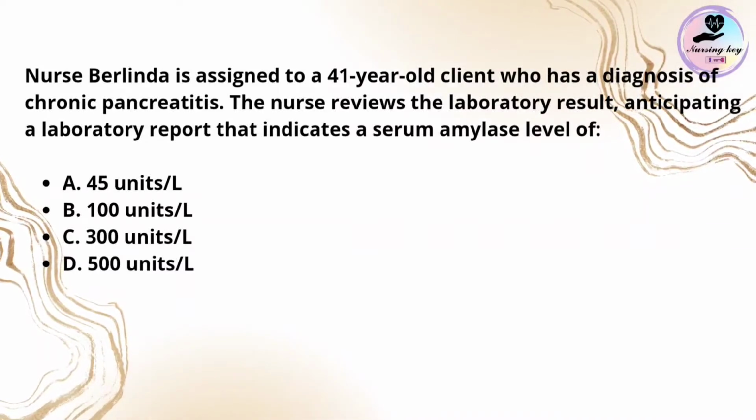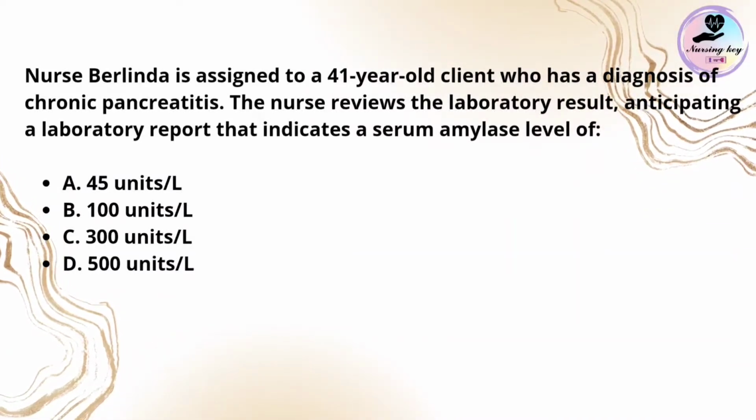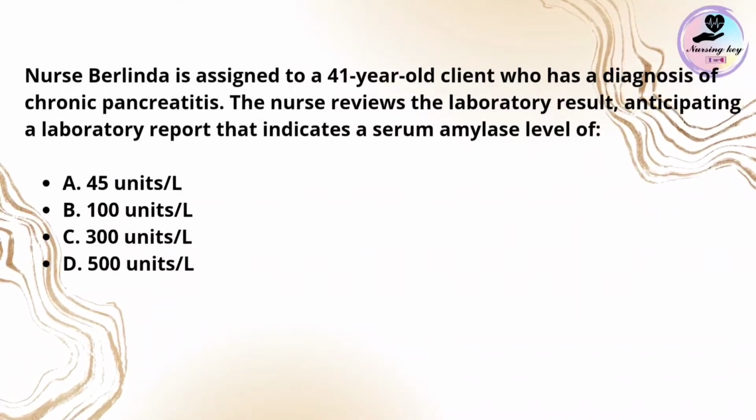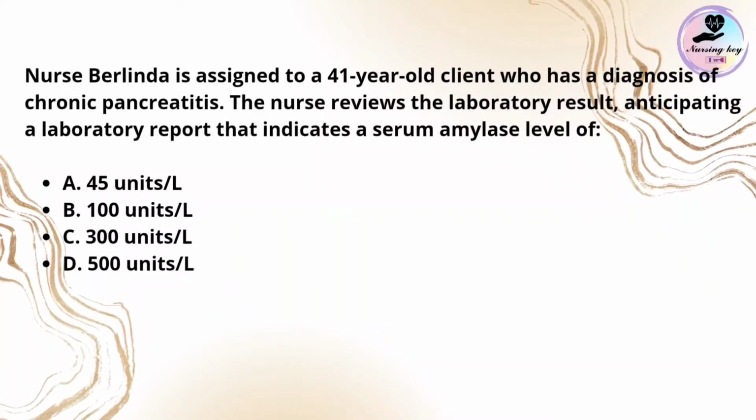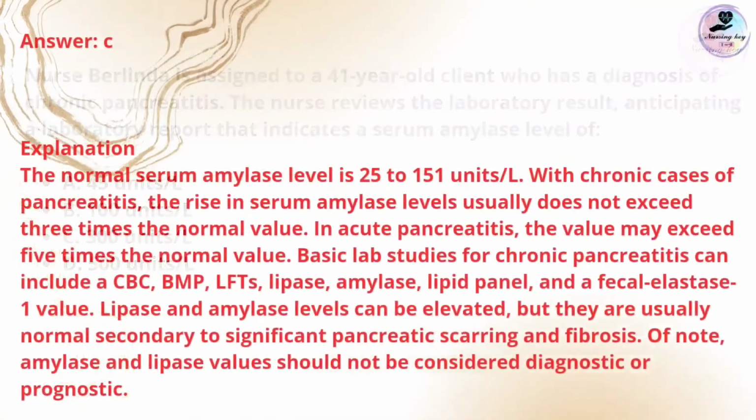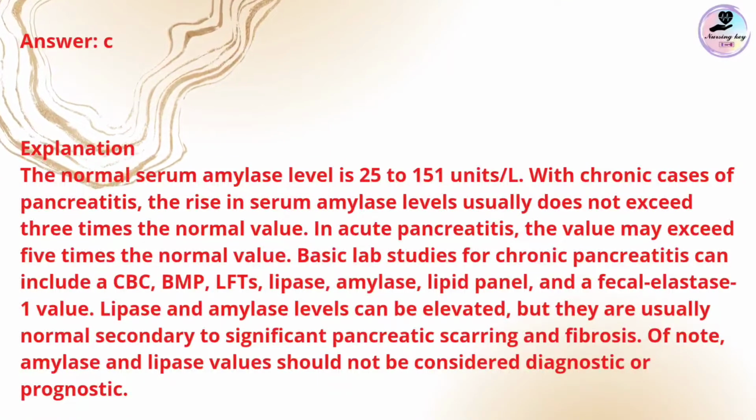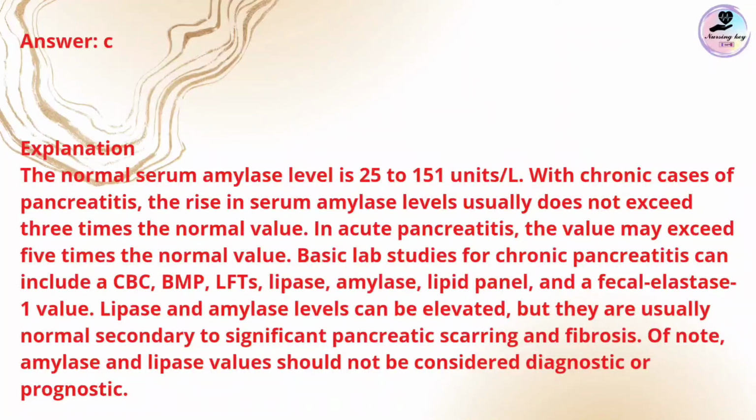नर्स बर्लिंडा is assigned to a 41-year-old client who has a diagnosis of chronic pancreatitis. The nurse reviews the laboratory result, anticipating a laboratory report that indicates a serum amylase level of A. 45 units per liter, B. 100 units per liter, C. 300 units per liter, and D. 500 units per liter. So correct option is C. 300 units per liter. The normal serum amylase level is 25 to 151 units per liter.